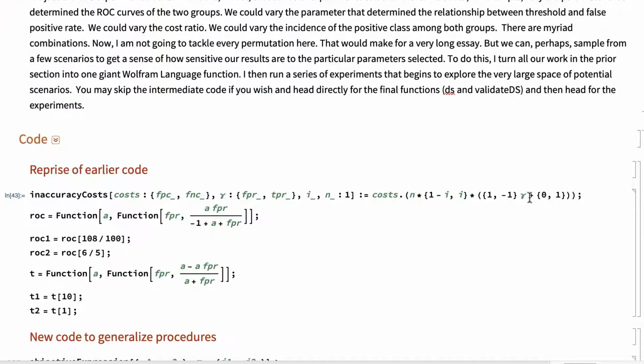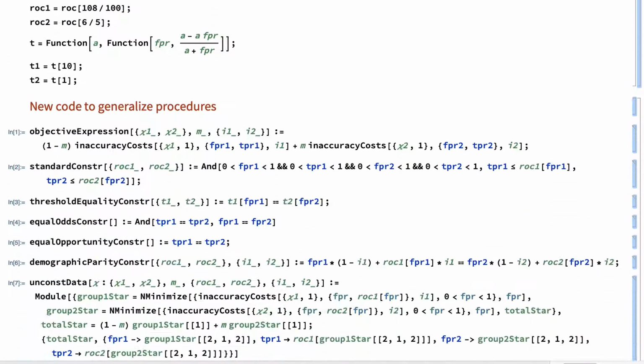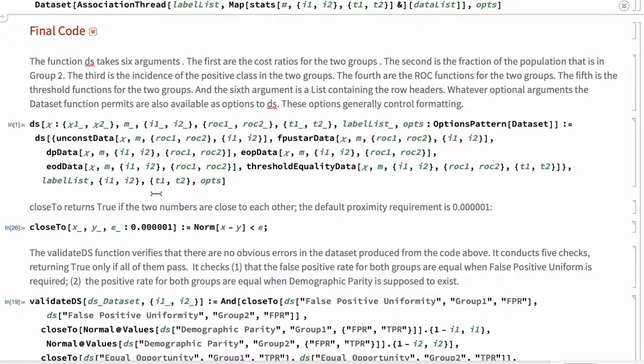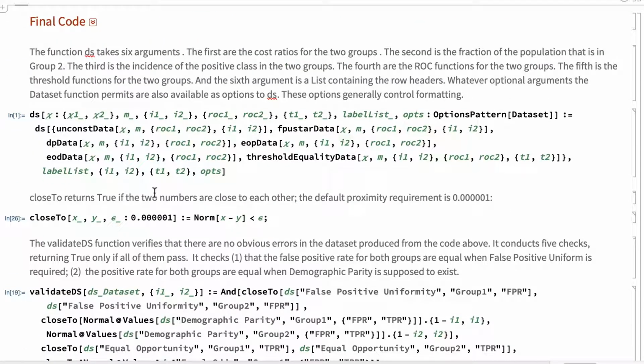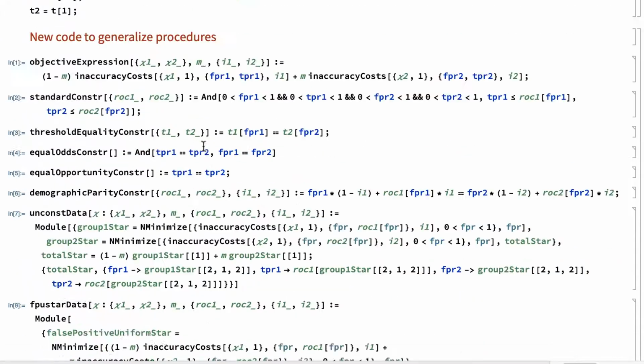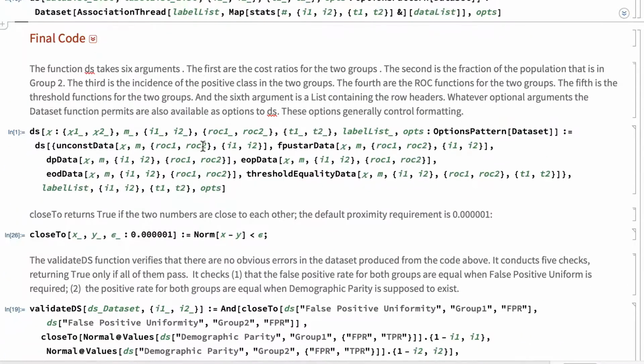You definitely do not need to read this code. It's here as a reference. We are now going to run it down to here. All right, and let's just look at this final code here, and it may still be inscrutable. But the idea is, remember we produced that data set up here? We're going to automate that process where basically I give the machine the cost ratios, the fraction of the population that's in the minority, the incidence among group 1 and group 2 of the positive class, the ROC curves for each group, and the threshold functions for each group.